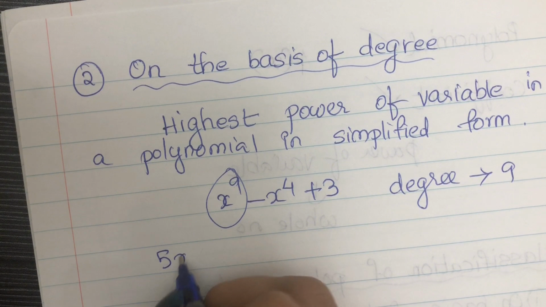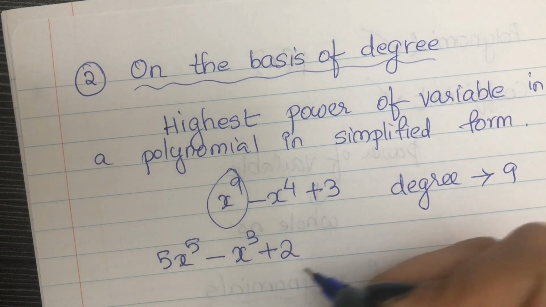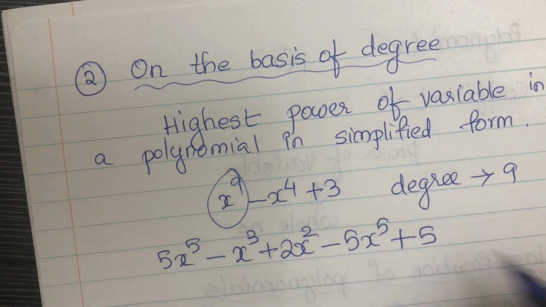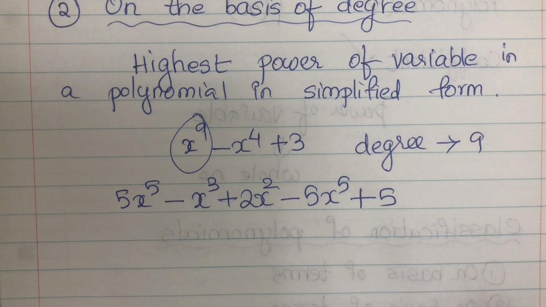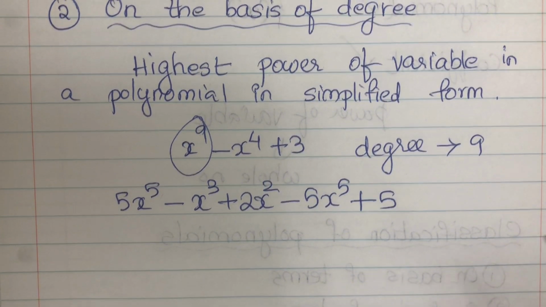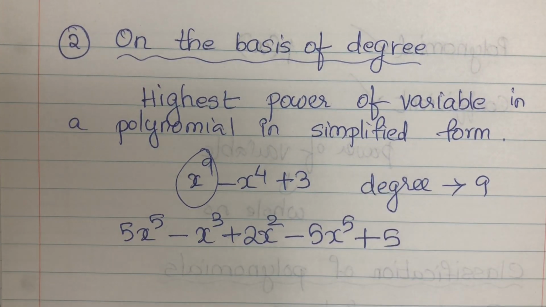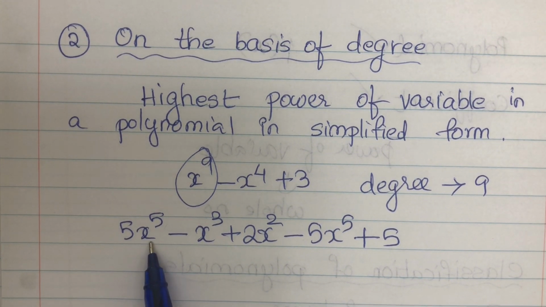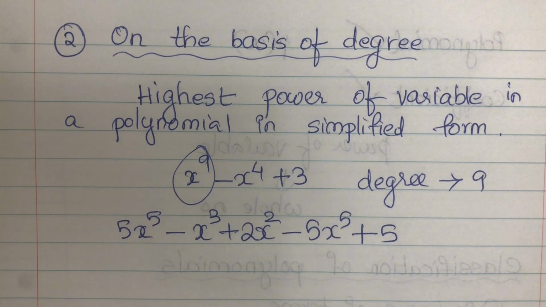So we'll take another example. For example, 5x raised to 5 minus x cube plus 2x square minus 5x raised to 5 plus 5. We can see x raised to 5 here. But is that the degree of this polynomial? We'll see. What is the definition? The highest power of the variable in a polynomial in the simplified form. So first we have to simplify the polynomial. Here we can see 5x raised to 5, and here also 5x raised to 5. So we have to take that and then simplify.